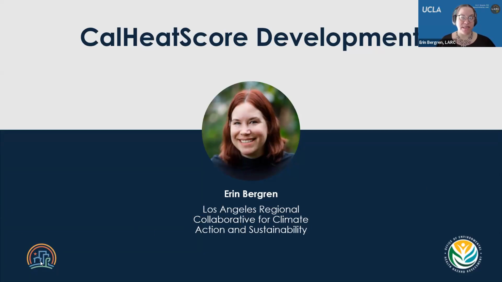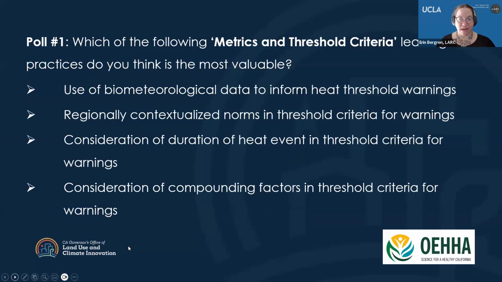So the first poll question is about these metrics and threshold criteria that Trace and Walker were discussing earlier. Which of the following metrics and threshold criteria leading practices do you think is the most valuable? Use of biometeorological data to inform heat threshold warnings, regionally contextualized norms in threshold criteria for warnings, consideration of duration of heat event in threshold criteria for warnings, or consideration of compounding factors in threshold criteria for warnings. Please just select the one that you think is most important or most valuable.